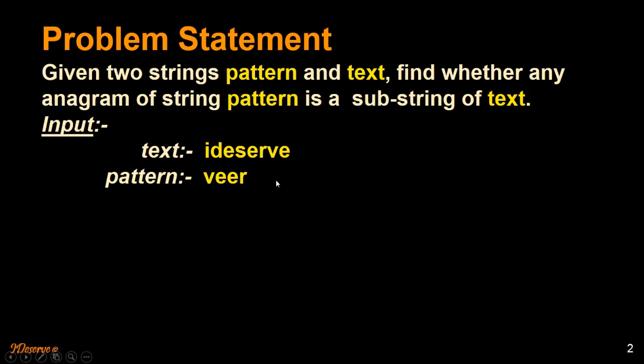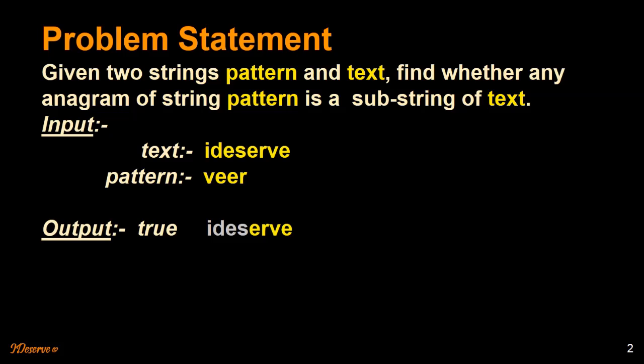Okay, so what is anagram? Anagram is basically any permutation of a given string. So let's see if there is a permutation of this pattern part of this text. Okay, yes there is, and we output true for that. ERVE is the permutation of veer that is part of IDeserve.